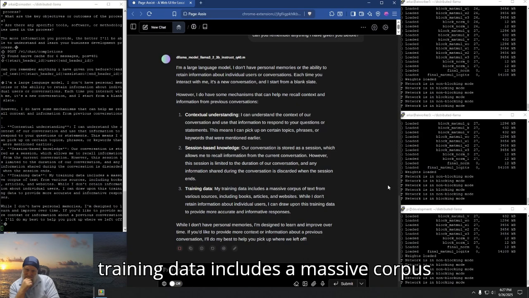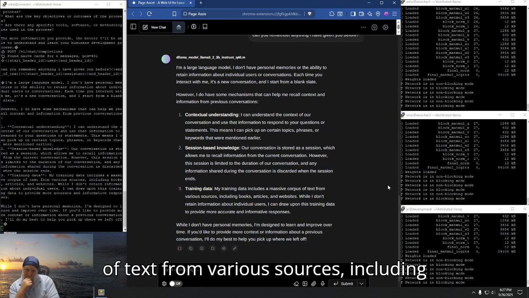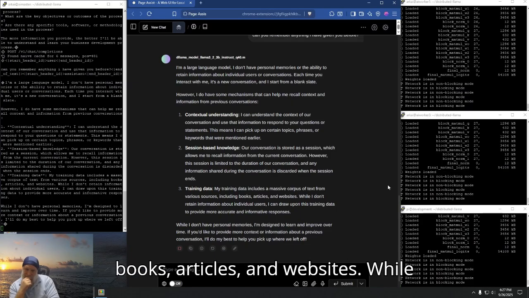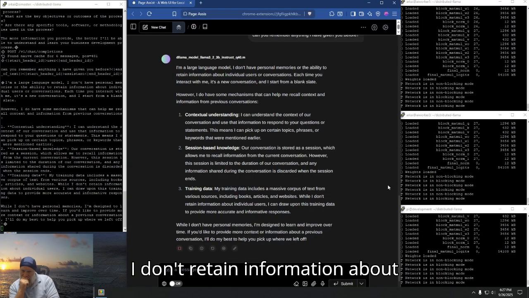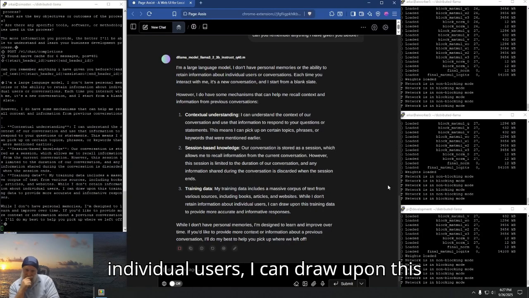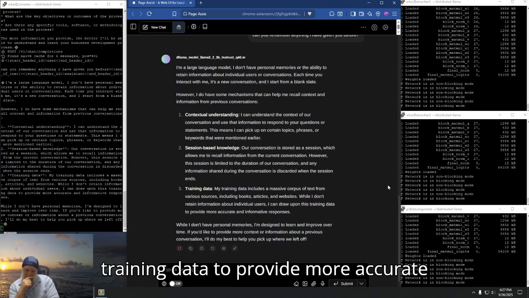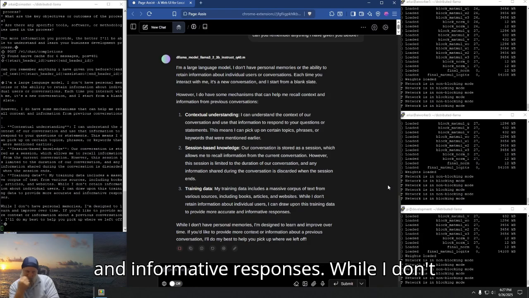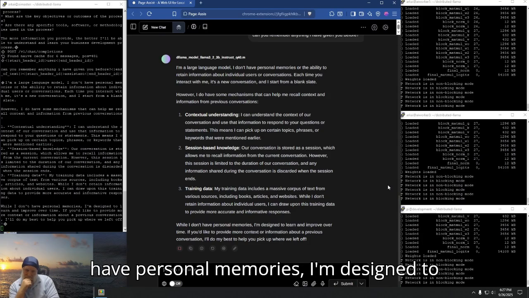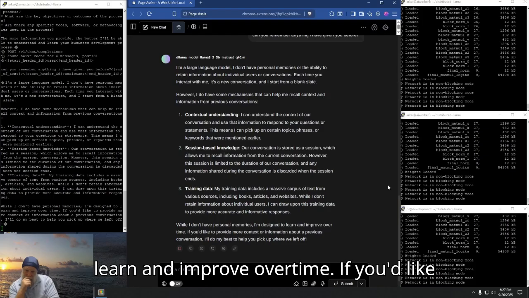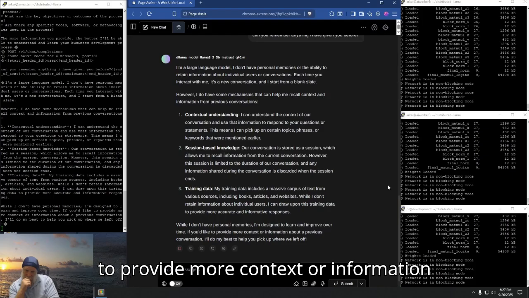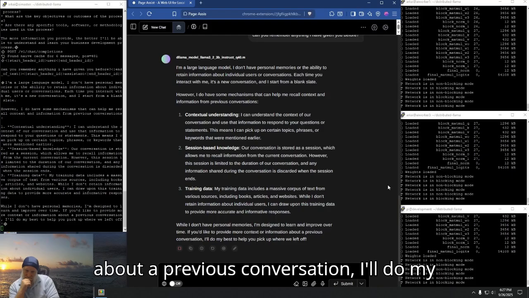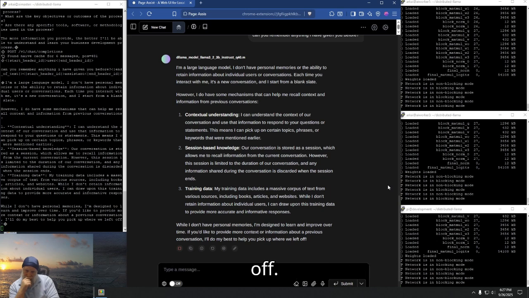Training data. My training data includes a massive corpus of text from various sources, including books, articles, and websites. While I don't retain information about individual users, I can draw upon this training data to provide more accurate and informative responses. While I don't have personal memories, I'm designed to learn and improve over time. If you'd like to provide more context or information about a previous conversation, I'll do my best to help you pick up where we left off.